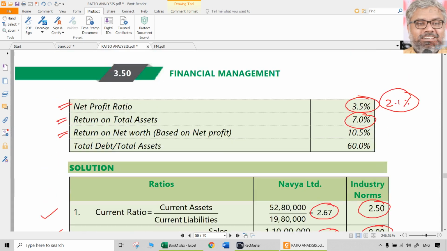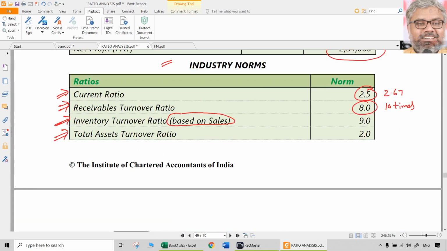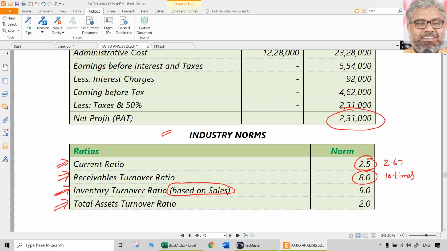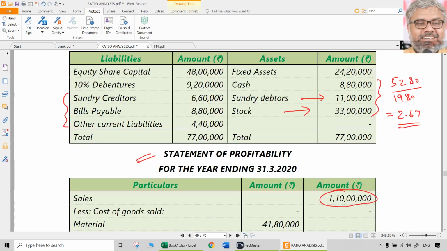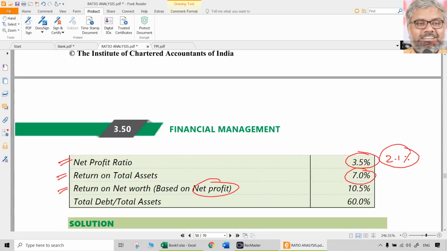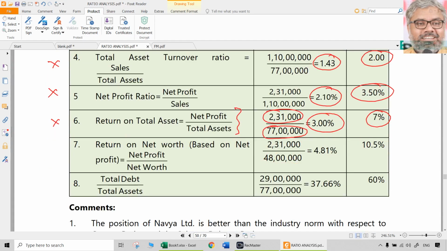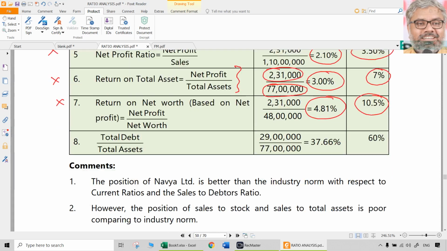Then return on net worth based on net profit. Here at least it is clear: net profit divided by net worth. Net profit is known, 2,31,000, that is available to the equity shareholders, divided by net worth. Net worth will be only 48 lakhs, that is the equity shareholders' fund. So that means 4.81%, whereas the industry norm is 10.5%. We have only 4.81%. This is also very less compared with industry norms, not that good.